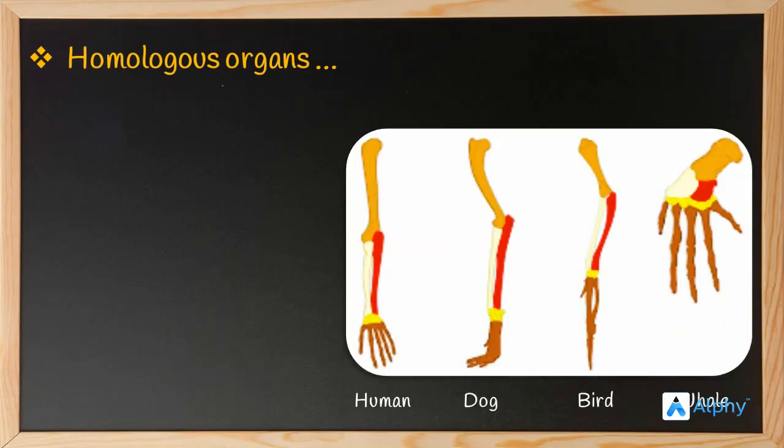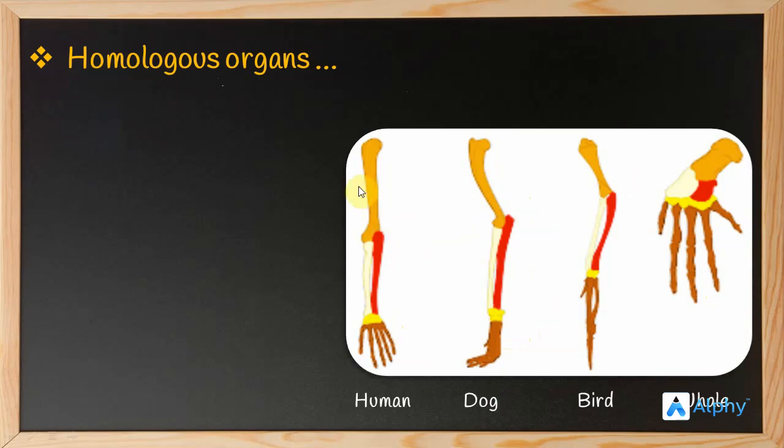With the first one, which is homologous organs. To explain this, I'll show you an image. See, in this image, the four limbs of four different organisms, as in the four limbs of organisms belonging to four different species, are shown. The first one is a human, the second is a dog, third is a bird, and fourth is a whale. So four limbs of all these four organisms have been shown in this image.